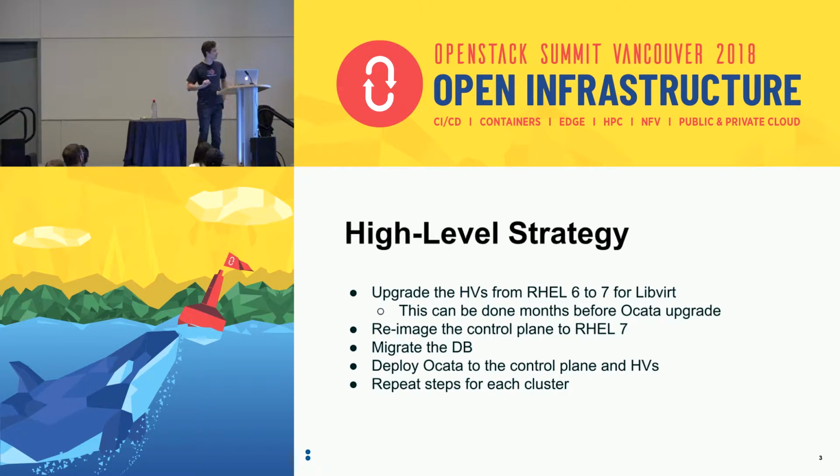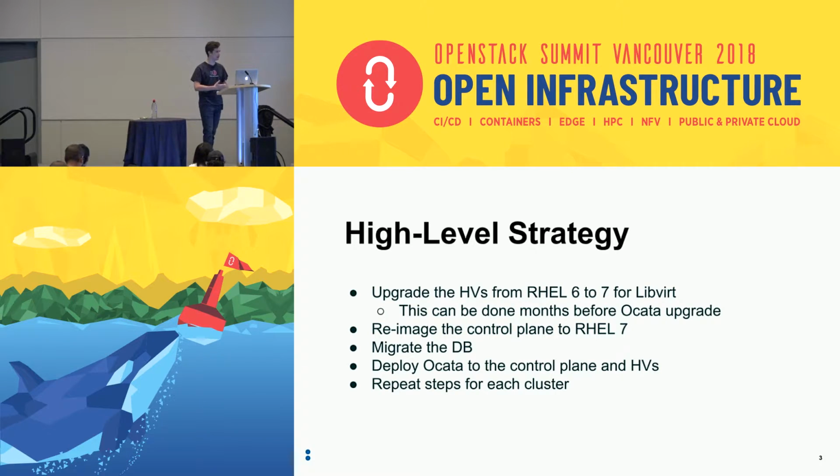So our high-level strategy, we'll start with the reimaging from RHEL 6 to RHEL 7 for the hypervisors. All right, so you go in, you reimage your hypervisor. It destroys all of the user's instances. You're good to go. No, there's some strategy there too. But what's neat about doing this first is you can do it months in advance, and you can keep Juno on that and hold off upgrading to Ocata as long as you can.